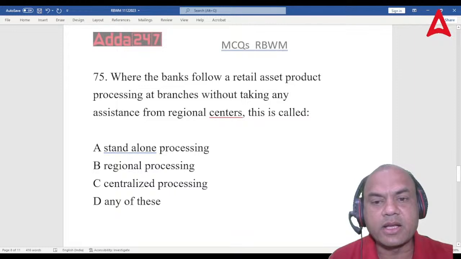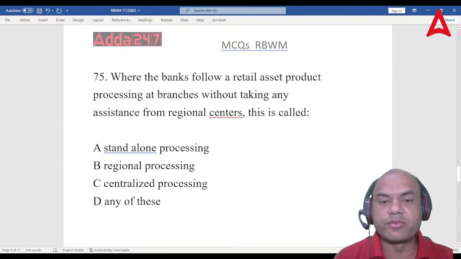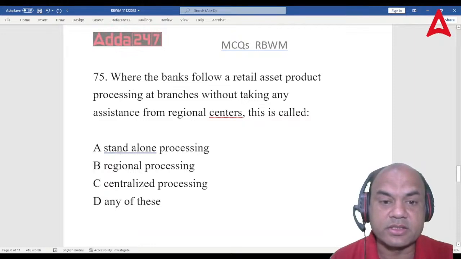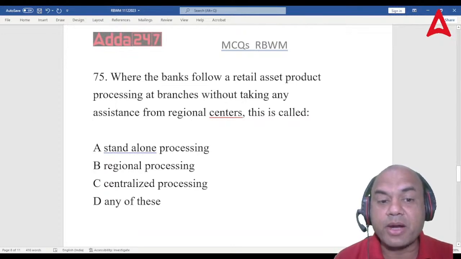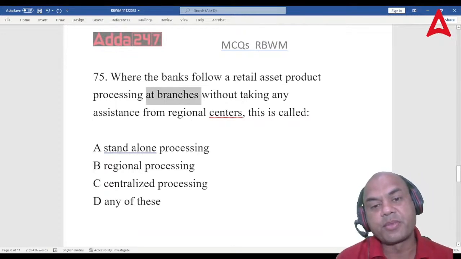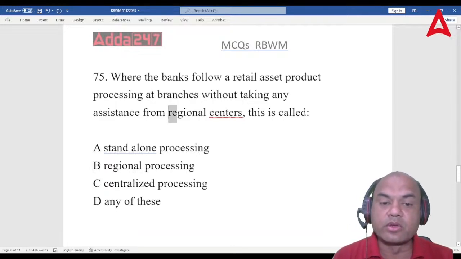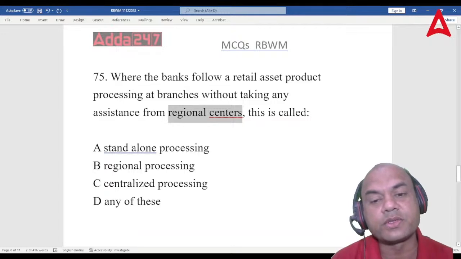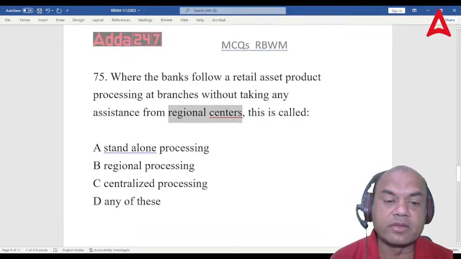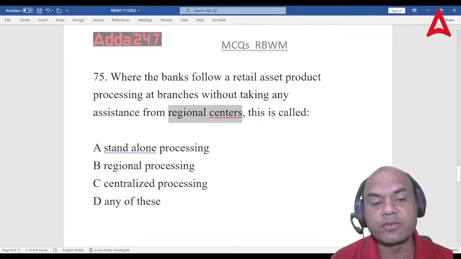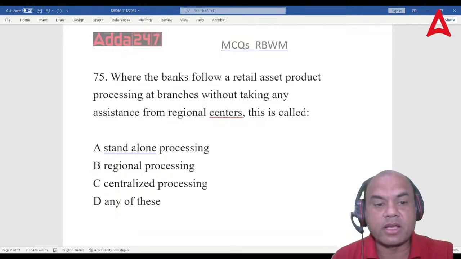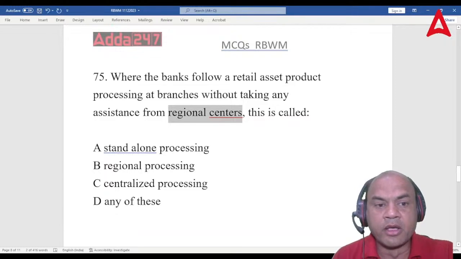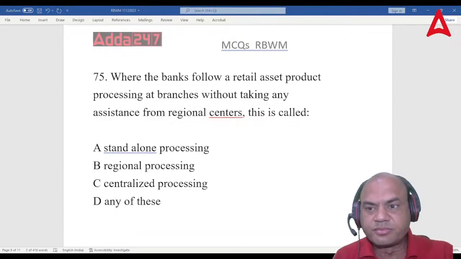Where the bank follows a retail asset product processing at branches without taking any assistance from regional centers, this is called as? So it is done at branches without taking any assistance from the regional center. So no help from the head office or zonal office or anyone. So it is called as standalone, regional, centralized, or any of these. Think about it. This is a bit tricky one. Everyone think over it.